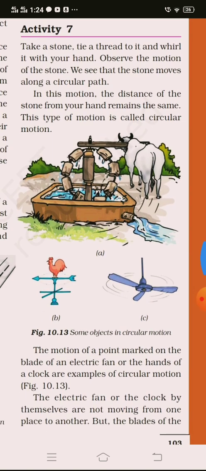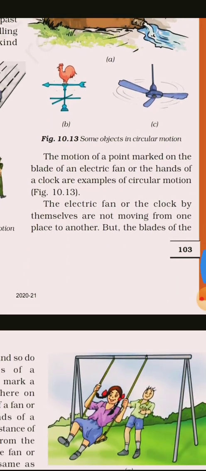रेक्टिलिनियर मोशन. Activity 7. Take a stone, tie a thread to it and rotate it with your hand. Observe the motion of the stone. We see that the stone moves along a circular path. In this motion, the distance of the stone from your hand remains the same. This type of motion is called सर्कुलर मोशन, कि एक सर्कल के अंदर कंटिन्यूसली मोशन हो रहा है तो उसको हम क्या बोलेंगे? सर्कुलर मोशन.